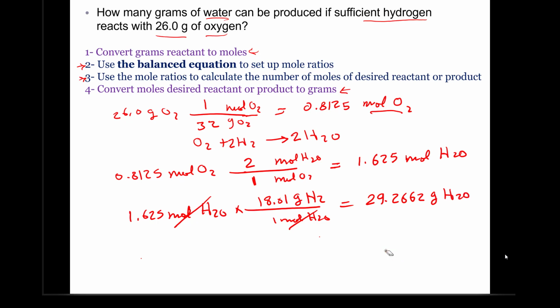We need to track the number of sig figs. We have 3 here, which means we have to stop at 3 sig figs in this calculation. And again, stop at 3 sig figs at this calculation. So our final answer should be 3 sig figs, which will make this 29.3 grams of water. In other words, completely consuming 26 grams of oxygen should produce 29.3 grams of water.